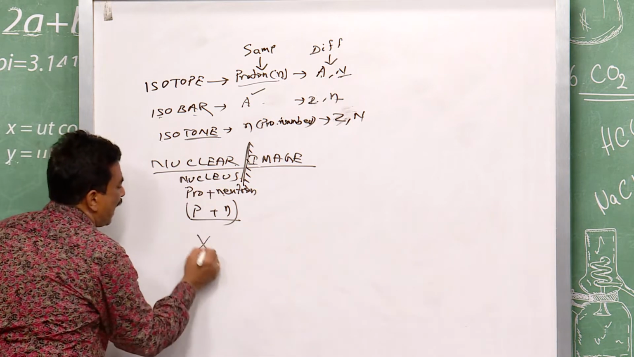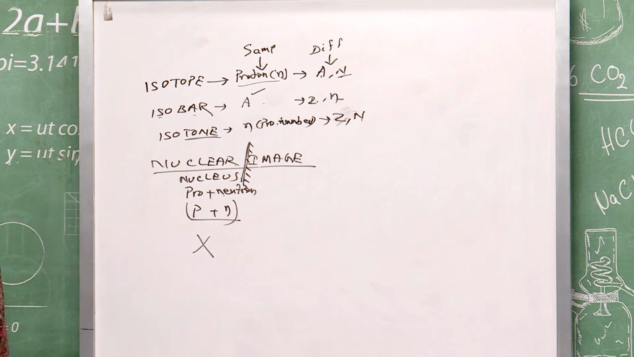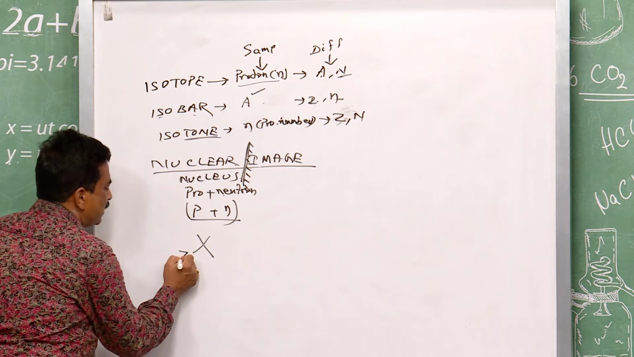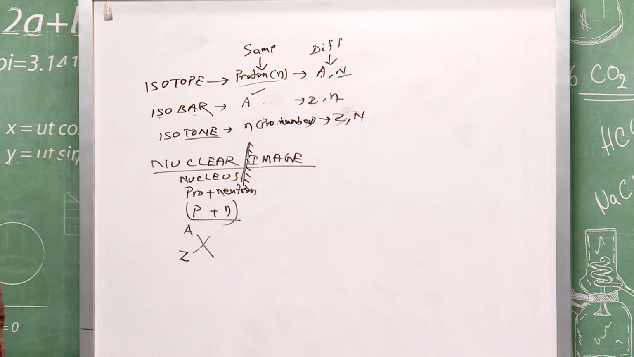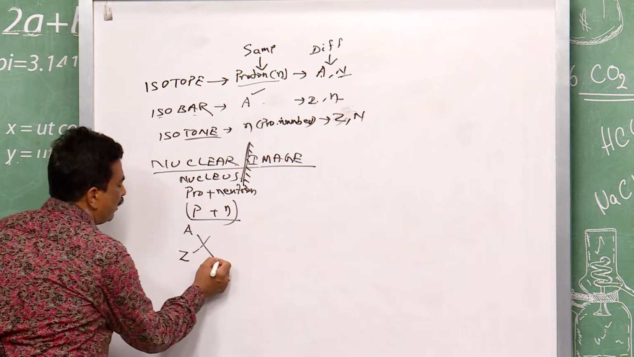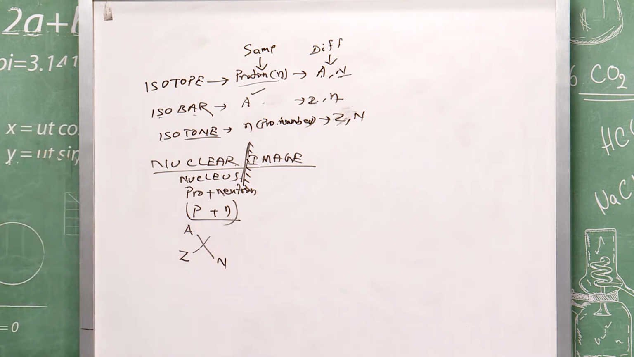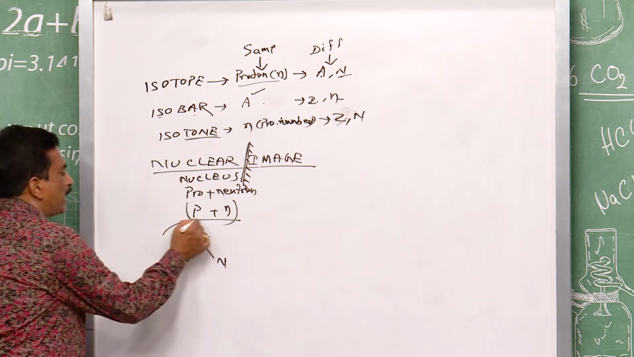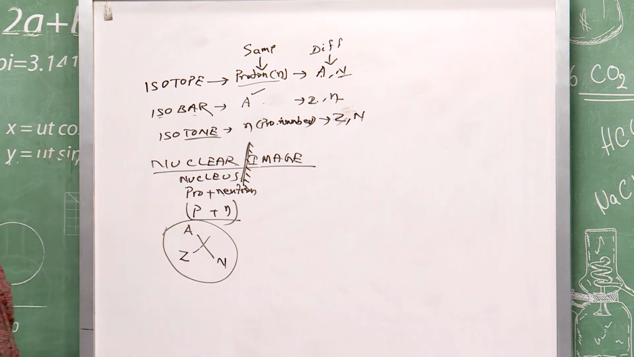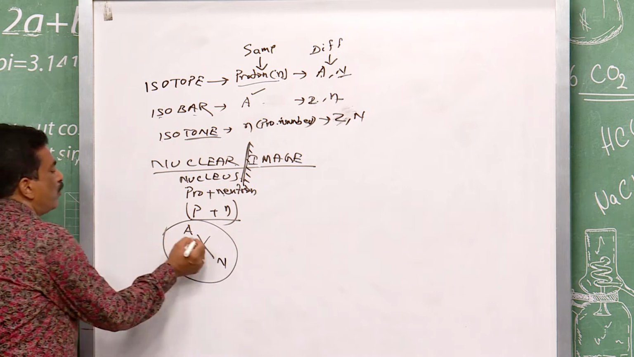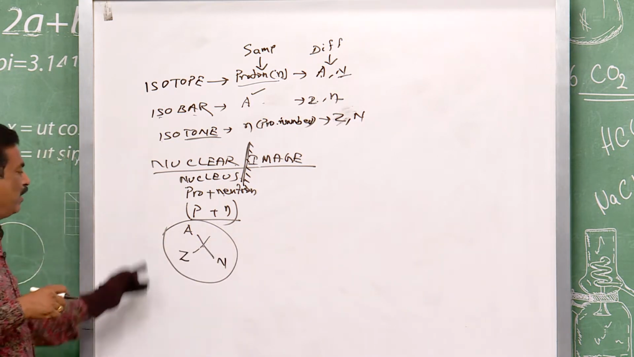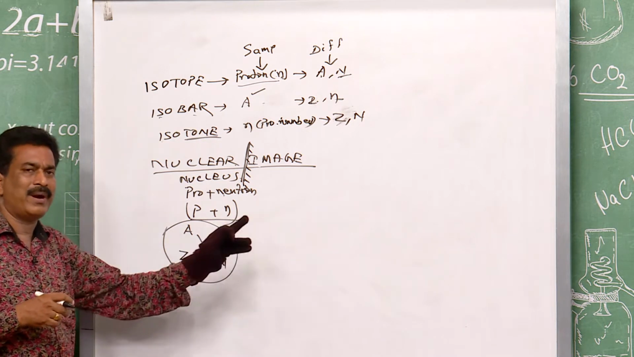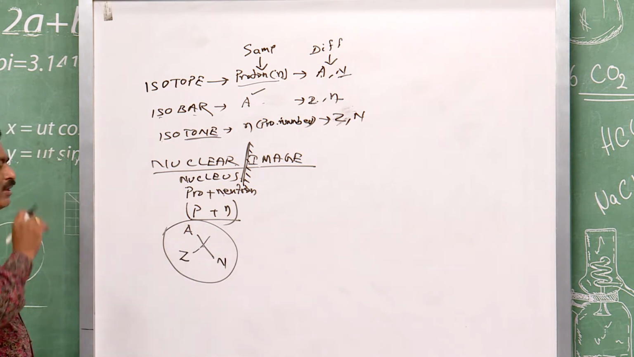Suppose for this nucleus, the element is X, this is the proton number Z, this is the mass number A, and this is the neutron number. For the neutron we have taken small n. This is also one type of representation of an element. I said there are two types of representation: one with the symbol followed by its mass number, the second with its name followed by the mass number, as I said in Nuclei 1.